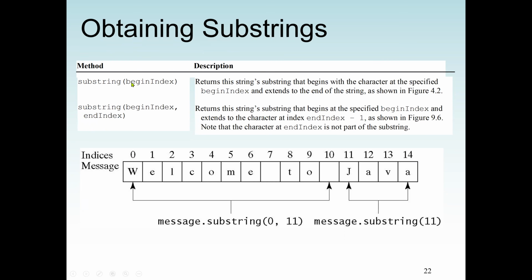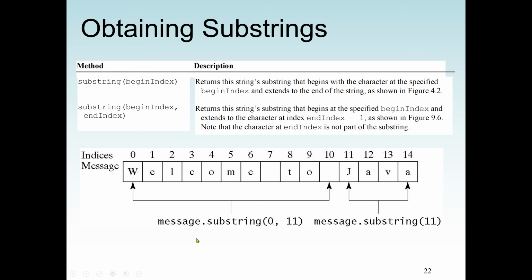I can also begin from 5, which means the first 4 characters will be ignored, and then we start from the 5th character. Or we may specify that I want to start from 5, but I want to end at 7, I don't want to go to the end. In this case, it's going to take 2 arguments, the beginning index and the end index. So substring with beginIndex and endIndex will return the substring which starts from the begin index position and ends at the end index position.